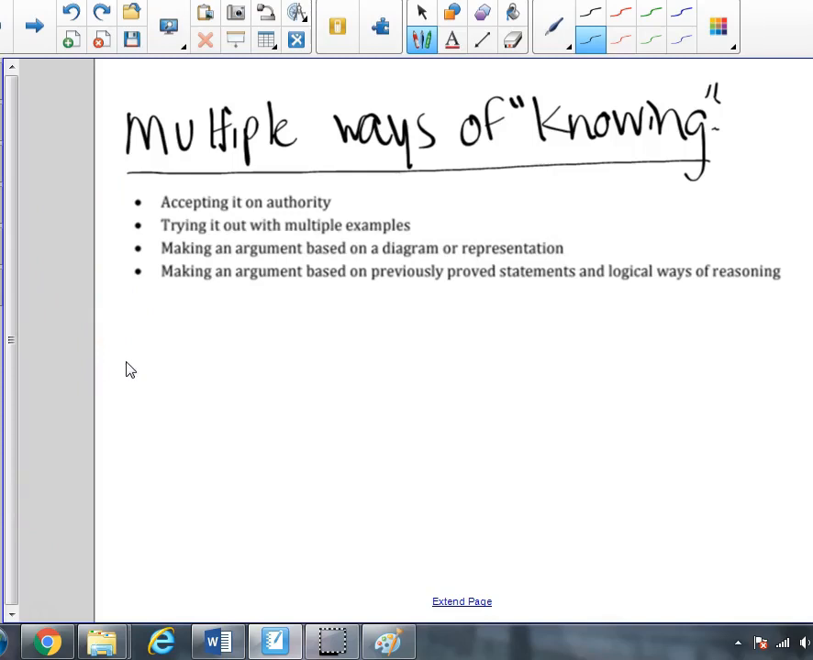So we can accept it on authority. We can try it out, multiple examples, similar to what we did in experiment 1 with our different triangles. We can make an argument based on a diagram or a representation. And we can make an argument based on previously proved statements and logical ways of reasoning.